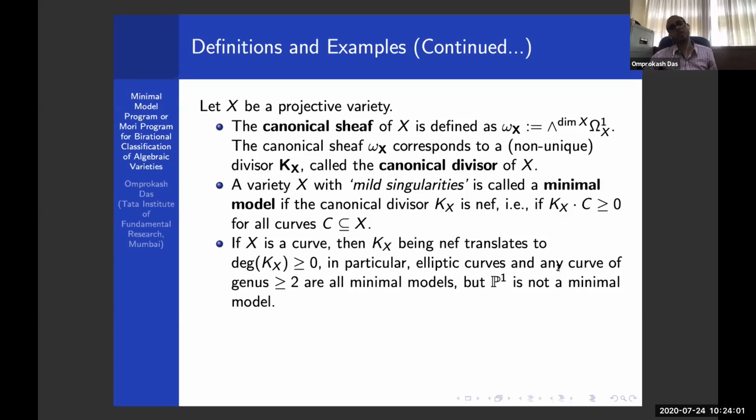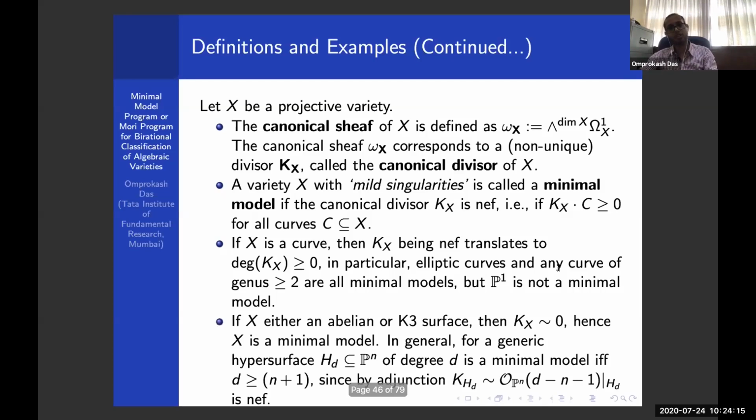The curves of genus greater than or equal to 2 have degree 2g minus 2, so g greater than or equal to 2 means 2g minus 2 is greater than or equal to 2. It's positive. And P1 is not a minimal model in this definition. For surfaces, if you take either an abelian surface or a K3 surface, then Kx is linearly equivalent to 0. Therefore, it's of course a minimal model. In general, if you take a hypersurface of degree d in Pn, with d greater than or equal to n plus 1, then that hypersurface Hd is a minimal model of its own, because its canonical divisor is nef. You can see this by the adjunction formula.